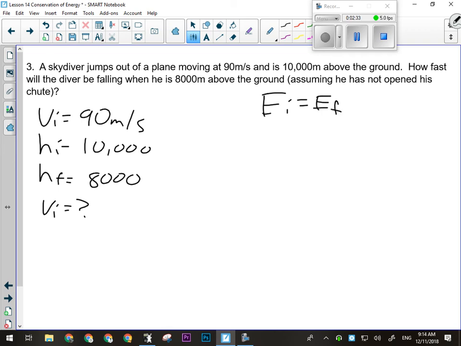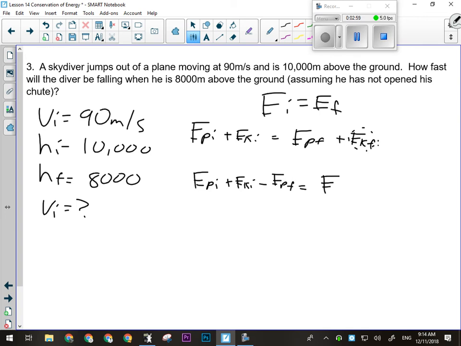They're going to have both kinds of energy at both points, so we'll have initial potential, initial kinetic, final potential, and final kinetic. What we're looking for is part of final kinetic, so I'm going to subtract the final potential over to this side, so I'll have initial potential plus initial kinetic minus final potential equals final kinetic. Then I can plug in my formulas: m times g times h initial plus 1/2 m v initial squared minus m times g times h final equals 1/2 m v final squared.